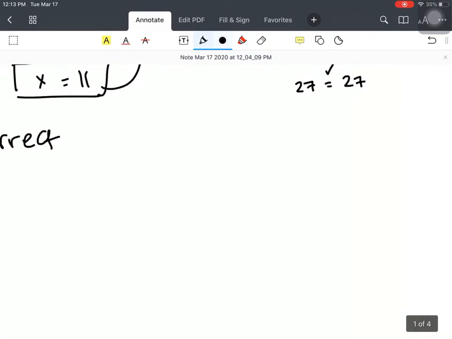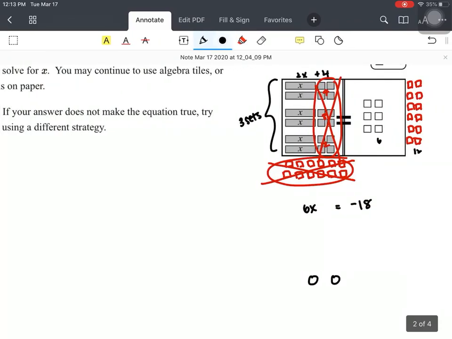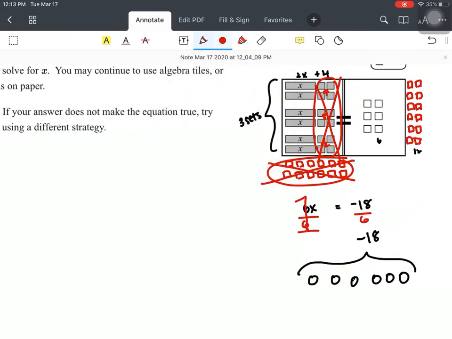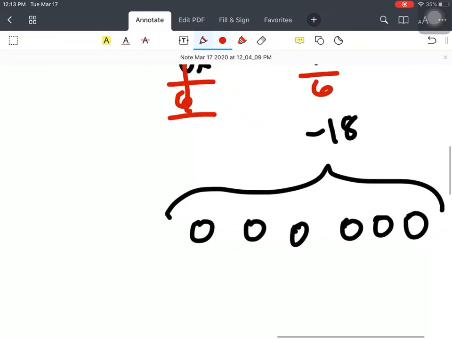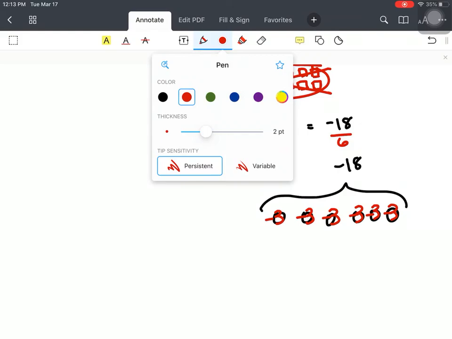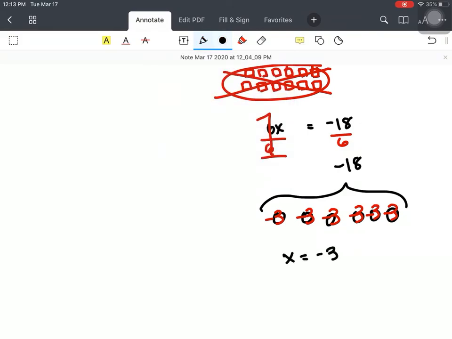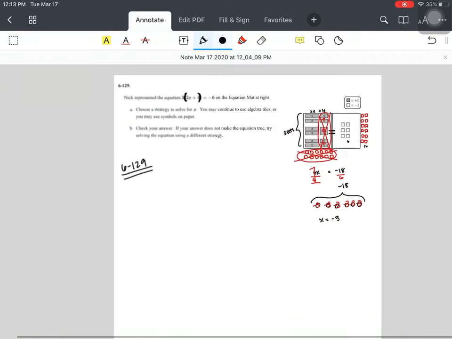Okay, so continuing with my drawing, I'm going to simplify my drawing a little bit. If I have 6 x's, and all of this equals negative 18, what do I do to find each one? I'm going to divide it by 6 to find what each one equals. If I take negative 18 divided by 6, each one is going to be negative 3. So x equals negative 3.